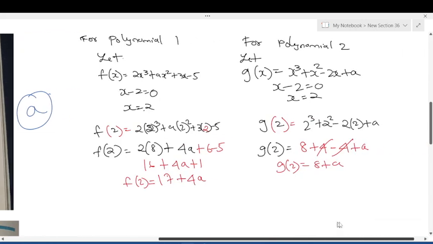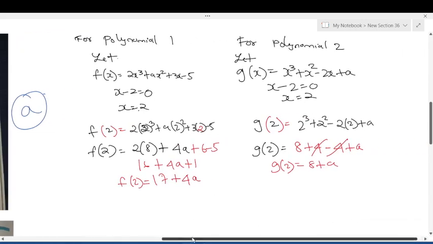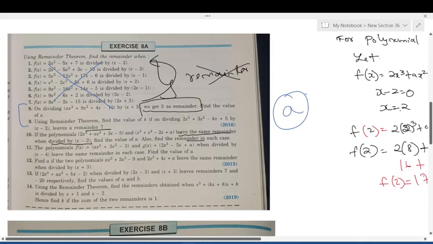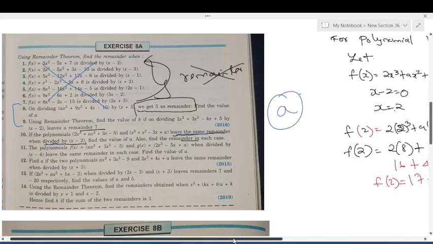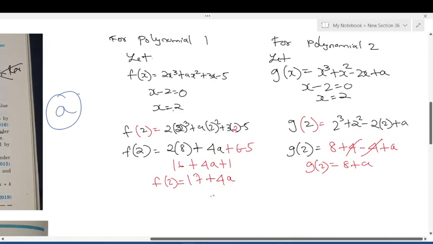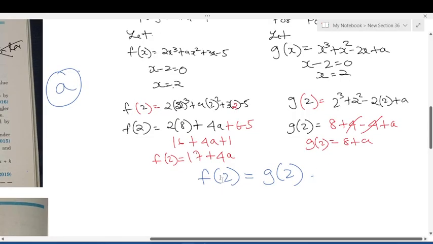When the remainder is not given, what they have told you is that both the equations leave the same remainder. Whenever the question says this, just equate. F of 2 will definitely be equal to G of 2. Write this statement. Now take the question.